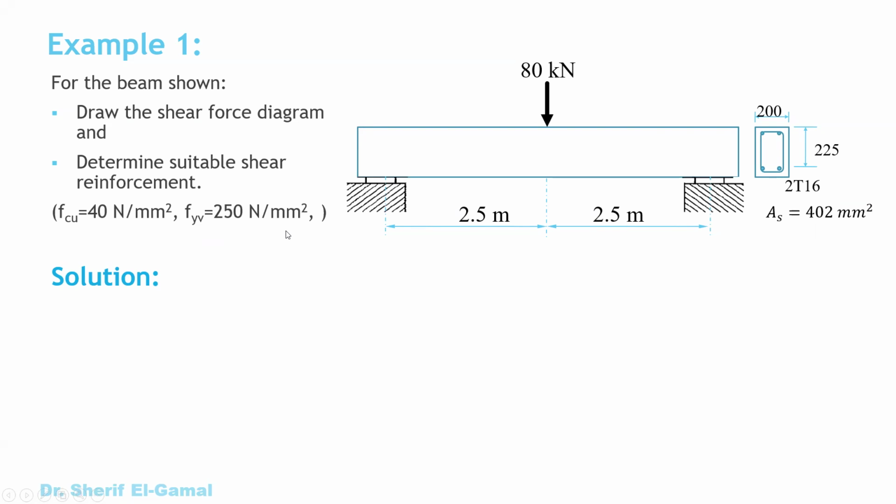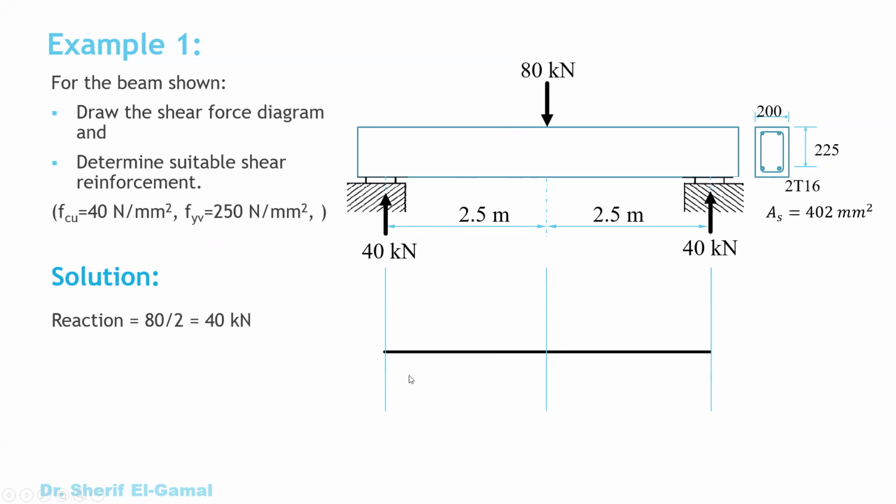FCU is given as 40 Newton per millimeter square, and FYV, the yield strength of the stirrups, is 250 Newton per millimeter square. To do the solution, we have to get the reactions. This is very clear. We have 80 kilonewton divided by 2, so it will give us 40 kilonewton left and right. These are the reactions, and therefore we can draw the shear force diagram. In this case, the shear force is very easy. We'll go up 40 and then go horizontal. Then the 80 will take us to minus 40, and at the end we'll have 40 that will take us to 0.